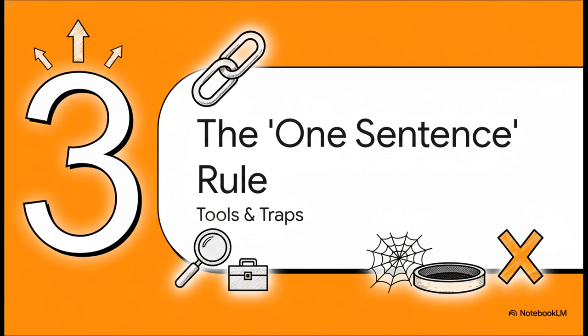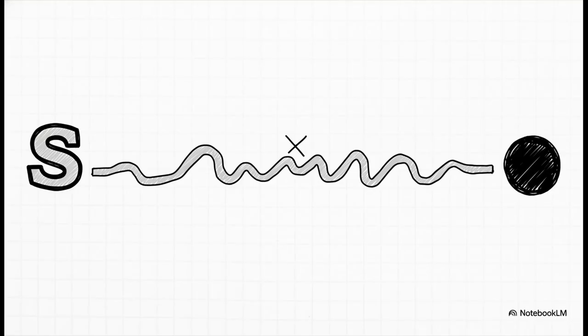Seriously, if you forget everything else I've said, please remember this. We're going to cover the rule itself, the tools you can use to follow it, and the traps that you definitely need to avoid. And here it is, the golden rule. Your summary has to be 1 single sentence.